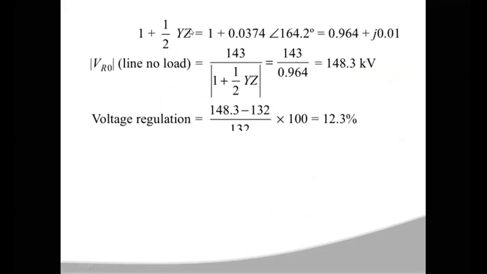Whether it is the nominal pi method or the nominal T method, both will have the A value as 1 plus Yz by 2 only. In the nominal pi method A value is 1 plus Yz by 2, and in the nominal T method also A value is 1 plus Yz by 2 only. So the percentage of voltage regulation will be the same for both. This is the A value which is the same for both nominal T as well as nominal pi, right?